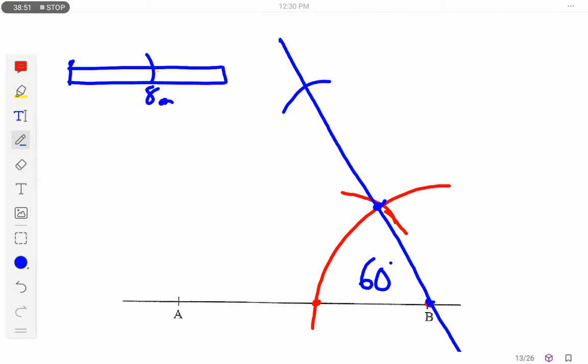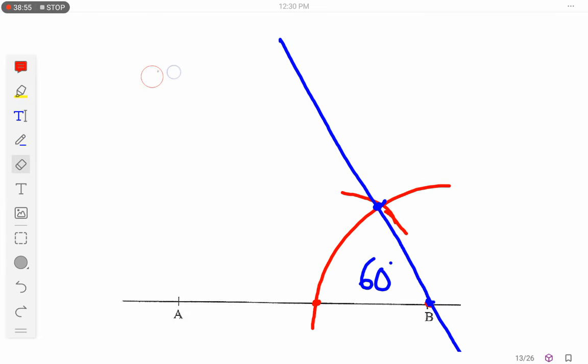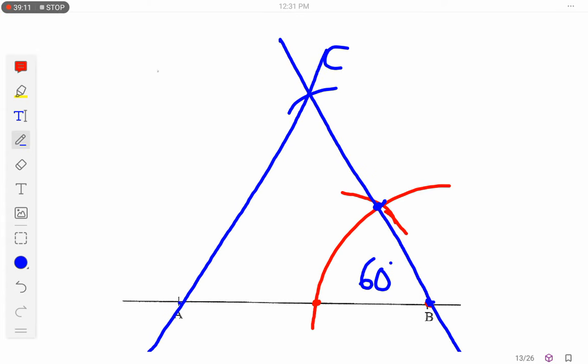Okay, let's do that together. So we get ourselves our arc at 8 centimeters somewhere there. Then you join. So this automatically becomes our point C. Then you join A and C there. If we join, we are going to get this line here. So this is our triangle ABC. Now we have finished drawing ABC.